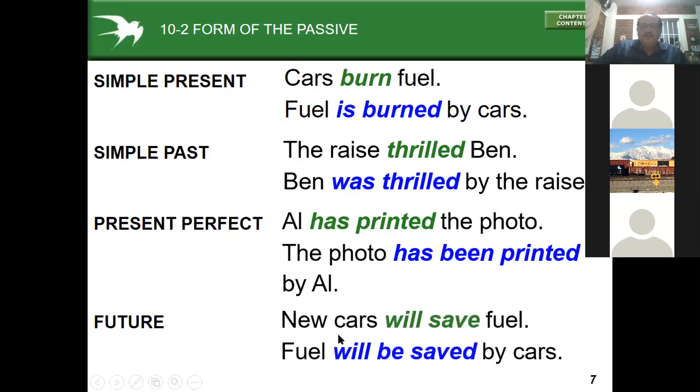Future, new cars will save fuel. Okay, the electric cars maybe, or the hybrid cars. And then? The Tesla. Yes. Fuel will be saved, okay, you see, will be saved by cars. Now with the coronavirus, we are also saving a lot of gas, right? When you don't go out.